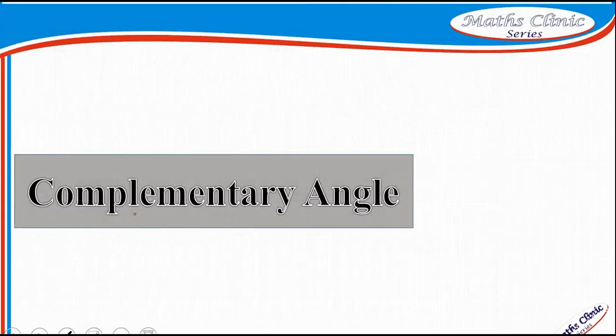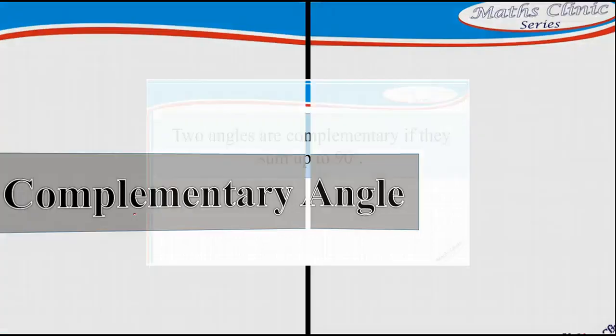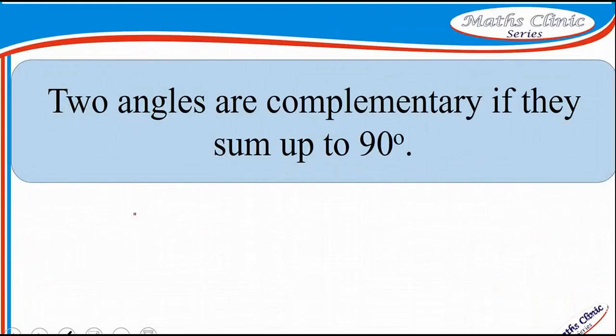Now, this is what we have to look at. There's another term we have to understand as far as angles are concerned. We have what we call complementary angles. Per the definition, two angles are complementary if they sum up to 90 degrees.